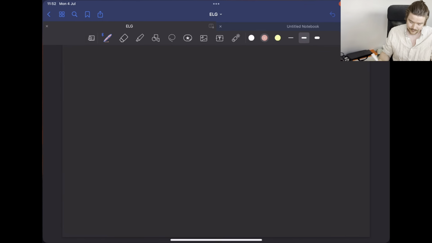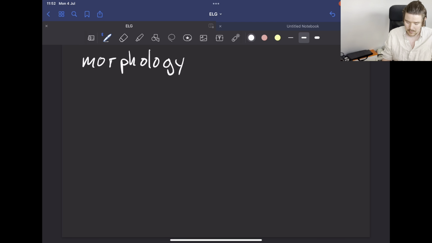Now, in language, this is called morphology. Now, this is a fancy word, but all this means is that you can add things to the beginning or the ending of a word to change the grammatical function of the word in the sentence that you're uttering or producing.